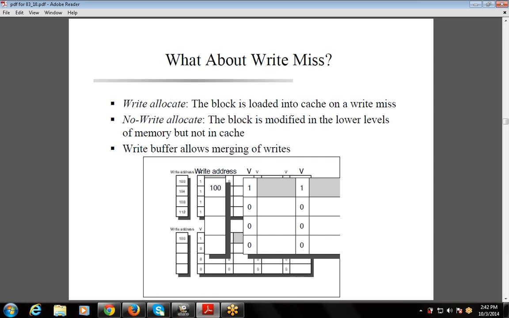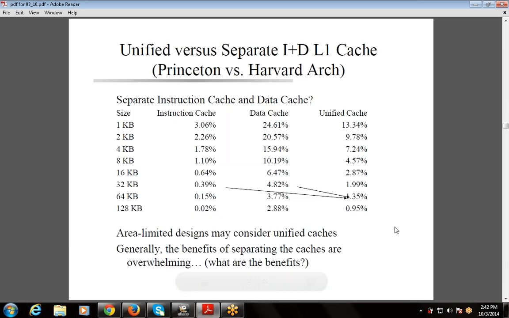Then the write buffer allows merging of writes. This is the write address. This is the diagrammatic representation.